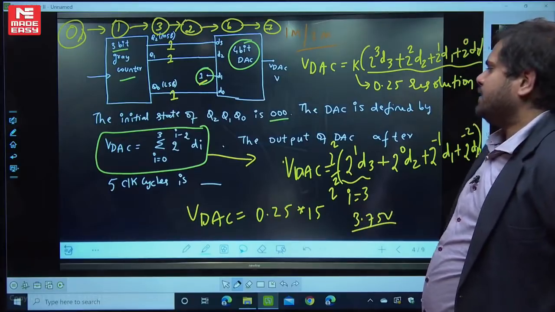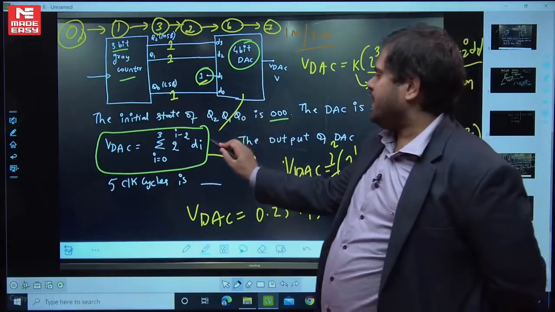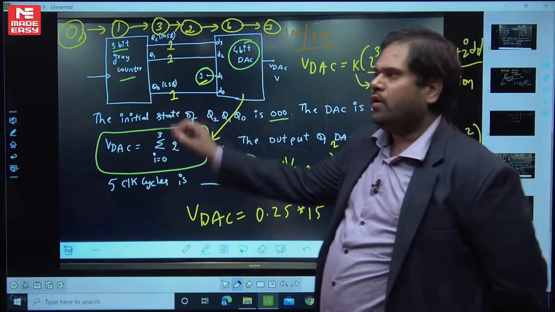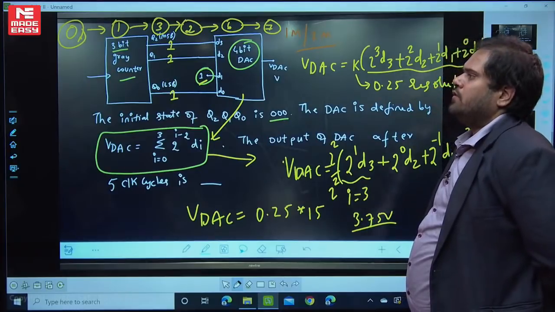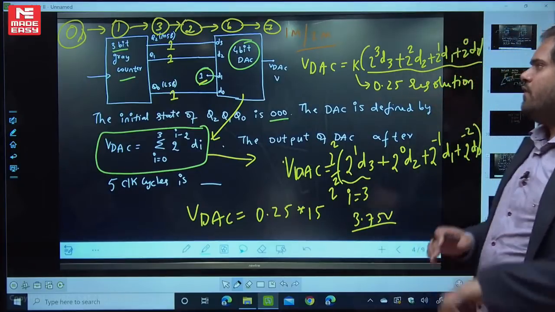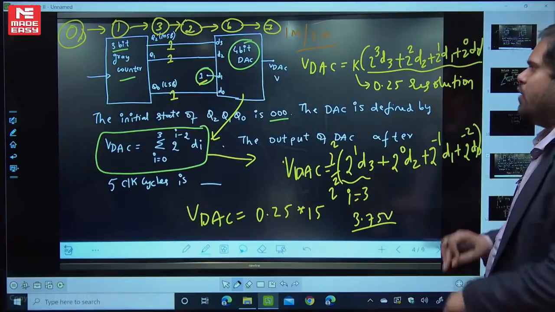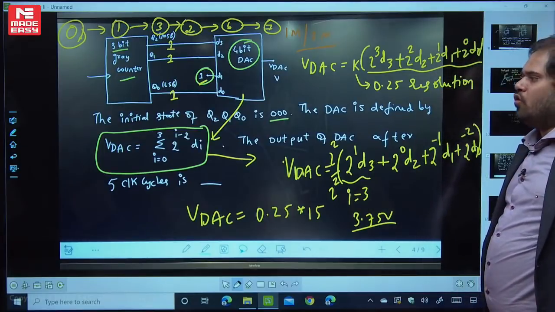What did we learn in this question? Sometimes equations can be given. Gray code can be given, understood? Gray code can be given, equations can be given. It's very simple, not at all difficult. So in this question we have learnt about the gray code sequence. So we have learnt about the 4-bit DAC.